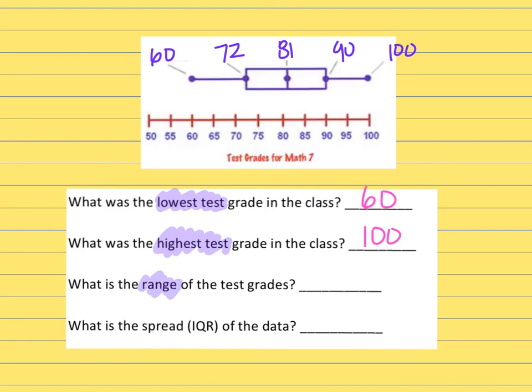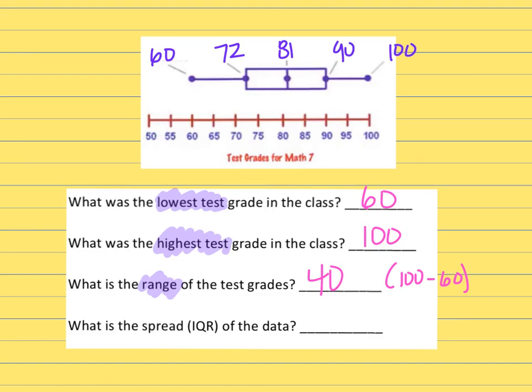Regular range. To do regular range, you need to take the first dot and subtract it from the last dot. The lowest and the highest grade, you subtract them. So in order for me to say that answer, I would just put 100 minus 60, which is 40. The range in scores is 40 points.